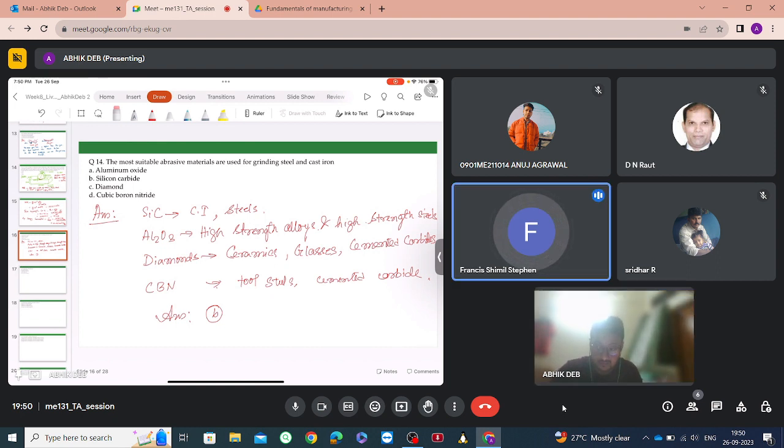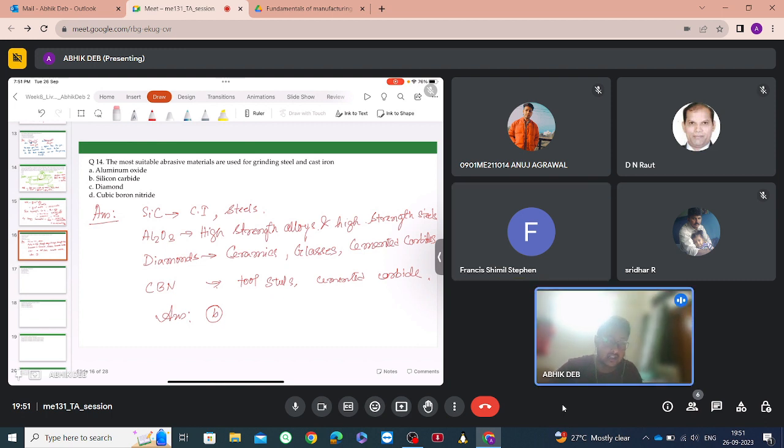Okay, sir. So for alumina and diamond, the cost will be higher. For a high cost material, which one, diamond or alumina? The material property will decide. If it is a high cost, high strength alloy, then we will use alumina. If it is a high cost ceramic, then we will use diamond. Okay, sir. So the cost of the workpiece material is not the factor here. The property of the workpiece material is the factor.